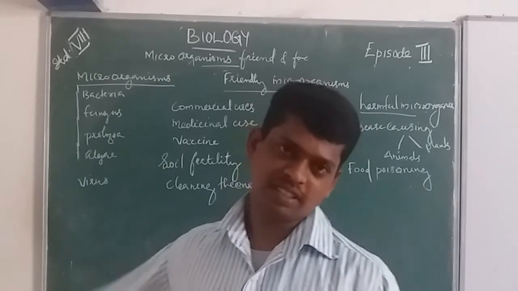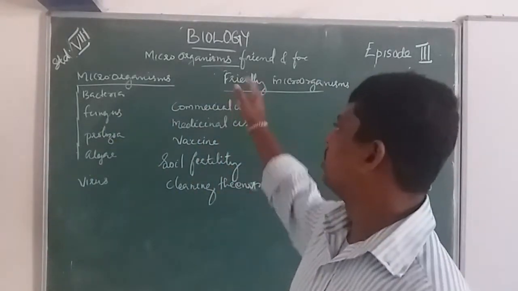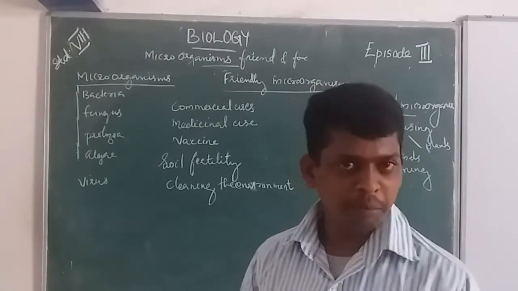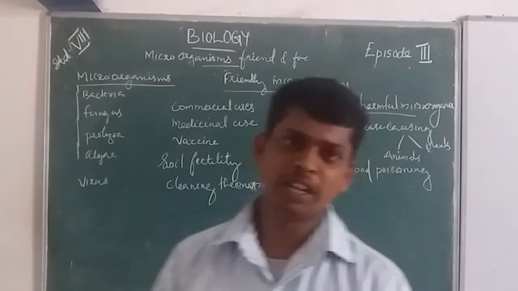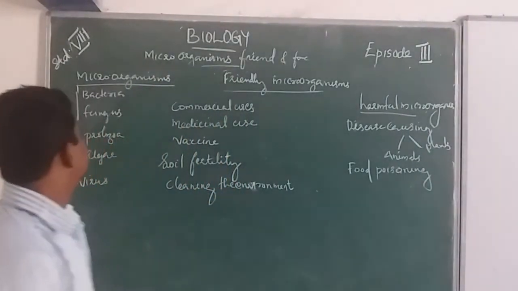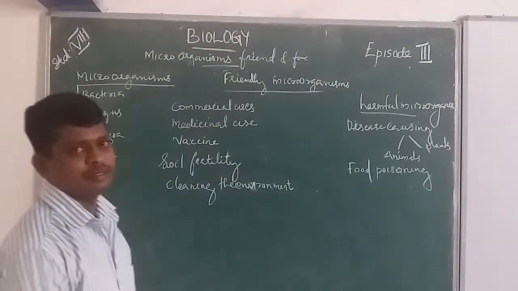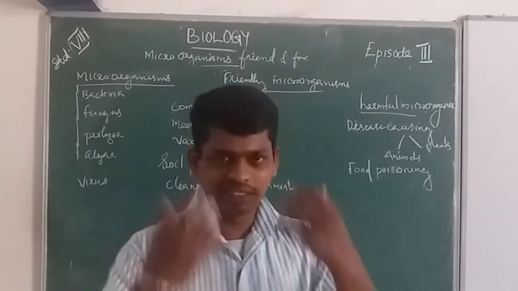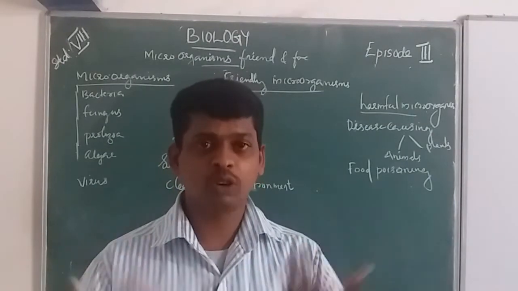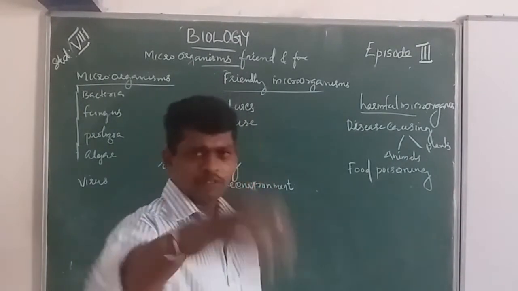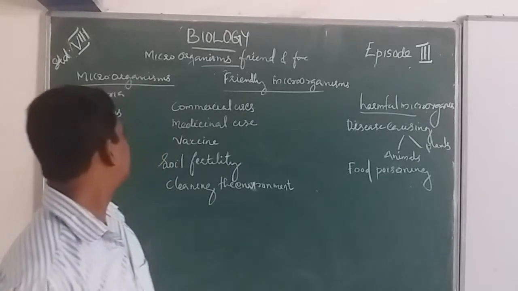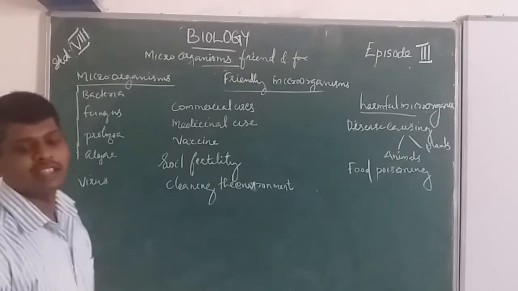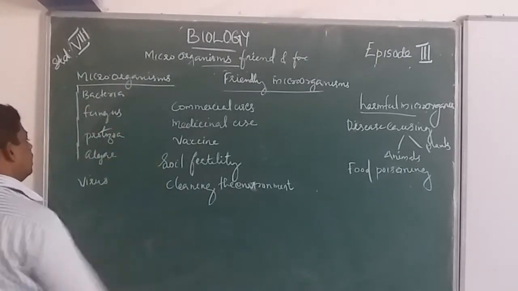Look, the main points are on the board. The chapter name is Microorganisms Friend and Foe. Foe means enemy. That's the meaning of foe, enemy. Okay. Microorganisms are the smallest organisms. They cannot be seen by the eyes directly. Some of the most important microorganisms are bacteria, fungi, protozoa, algae, etc.